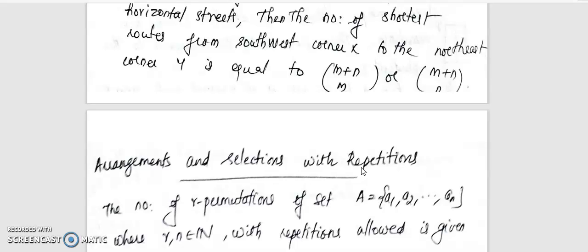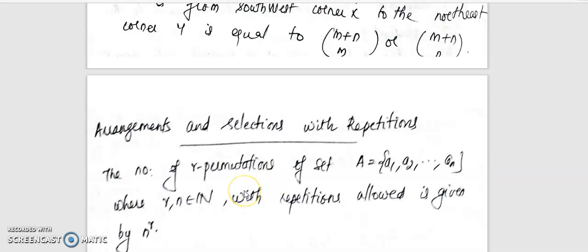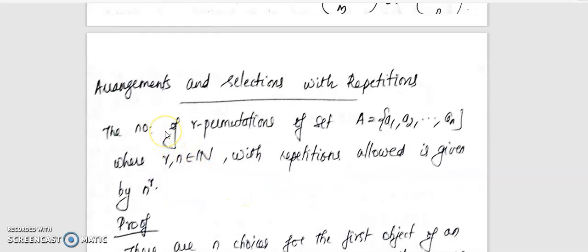So now we will see different arrangements and selections where repetitions are allowed. So in today's session, we will see one such result. The number of r-permutations of a set A equal to a1, a2, etc., an, where r, n belong to N, with repetitions allowed is given by n raised to r. So here you are given n objects a1, a2, etc., an. So we are asked to find the number of r-permutations.